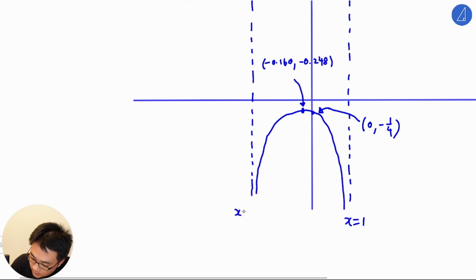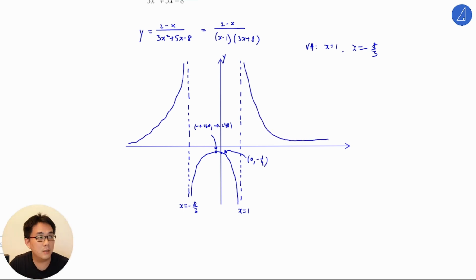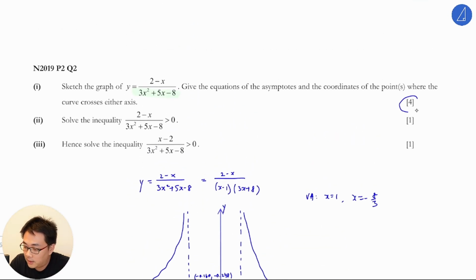This is where the mess up part comes in. If you think that the graph just looks like that, then it's wrong already. Okay. If this is it, this is wrong. Why? This is 4 marks. So be extra careful when it's 4 marks. Okay, just be mindful of that. You see this one? There's a linear root here.